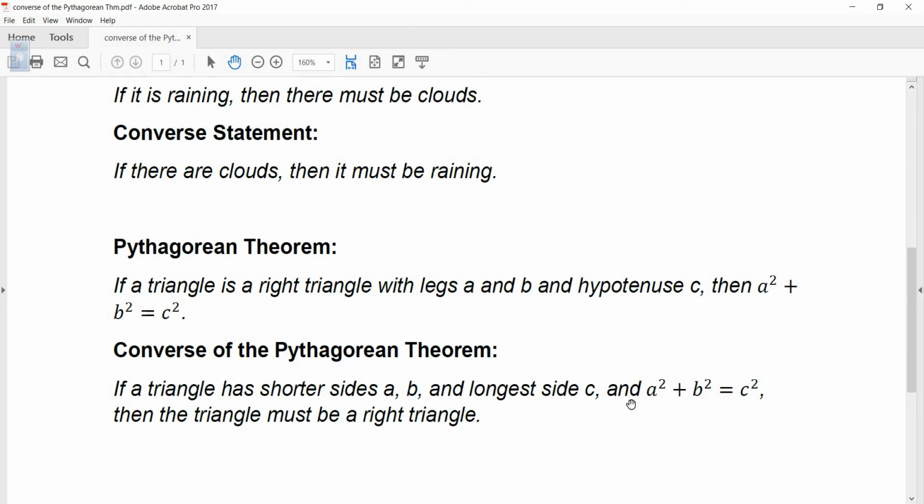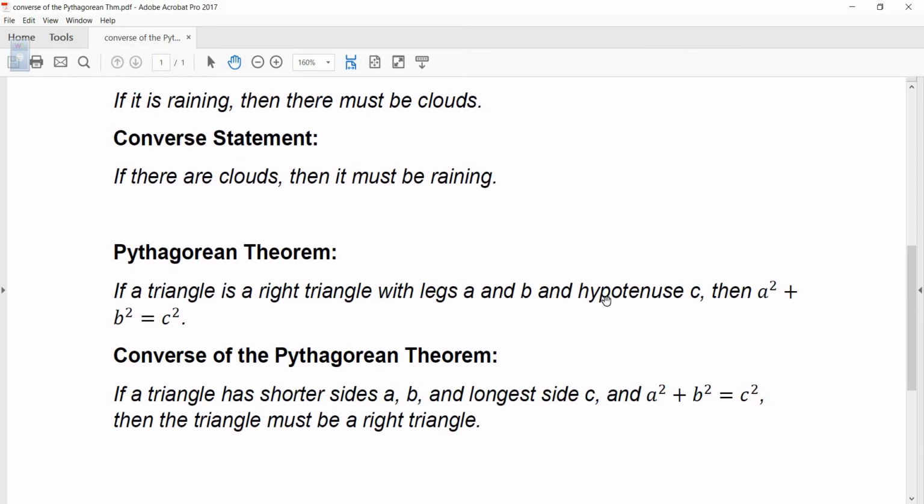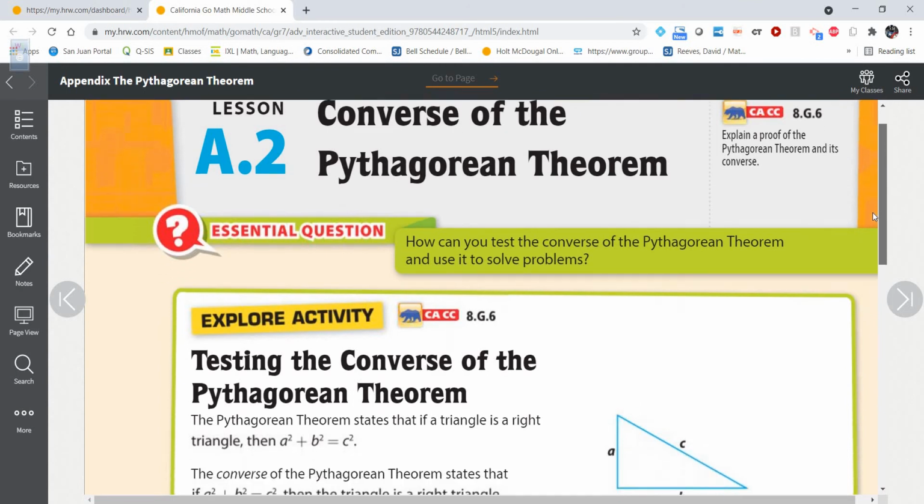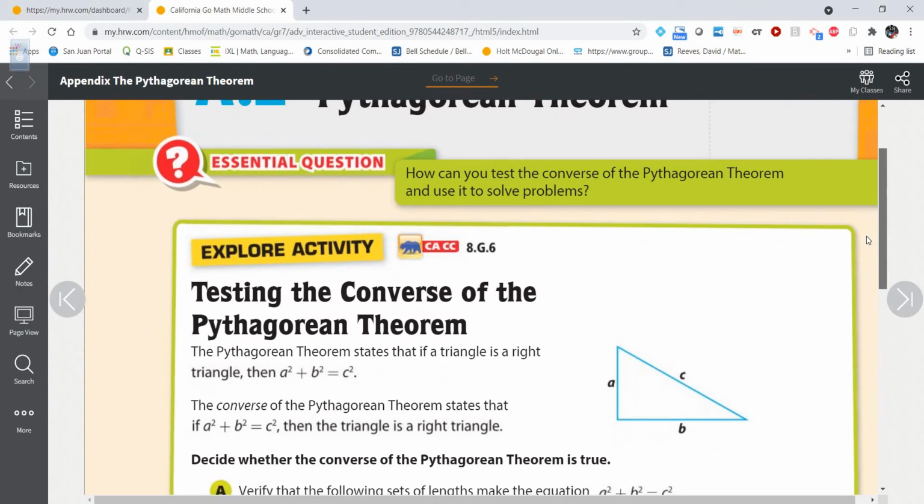In the converse, your hypothesis is a squared plus b squared equals c squared, and therefore we are concluding that the triangle must be a right triangle. So before, we were trying to find missing parts of a right triangle, or side lengths or distances. Now we're simply trying to prove, is it a right triangle? And if you're wondering why we would care, there are a lot of things you can do with right triangles that you can't do with other triangles.